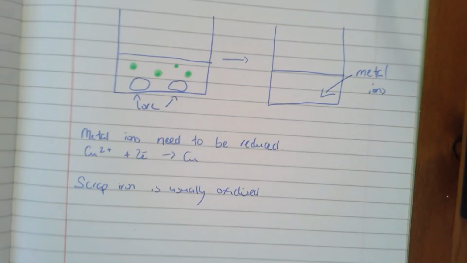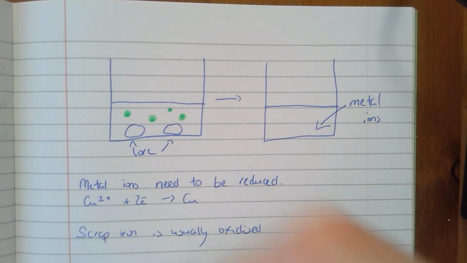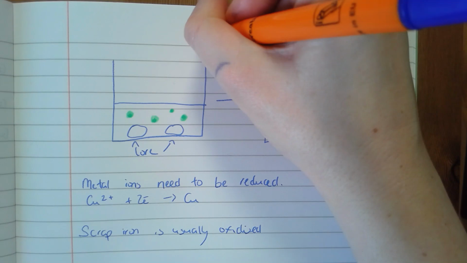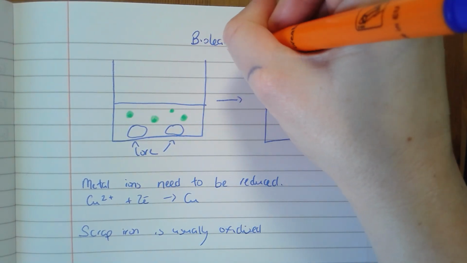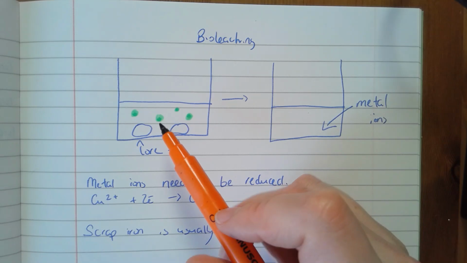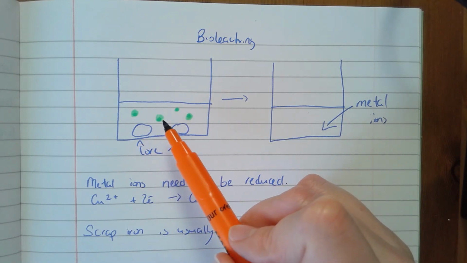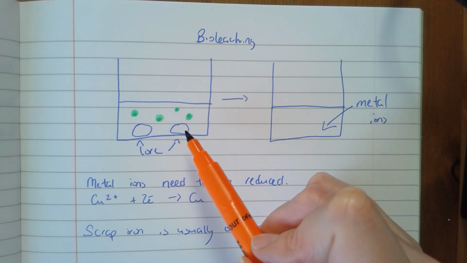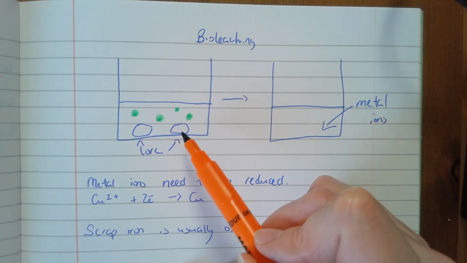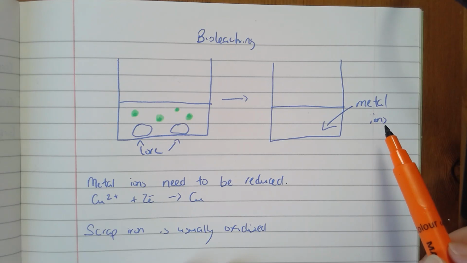Your other biological method, what I'm trying to depict here, is bioleaching. In bioleaching, you take bacteria, some little green spots there, that's bacteria, and the bacteria are able to break down certain ores, and when the bacteria break down the ore, they release metal ions into solution.